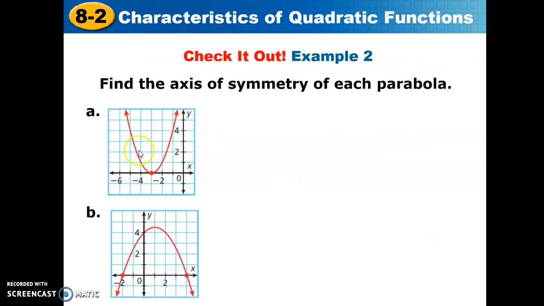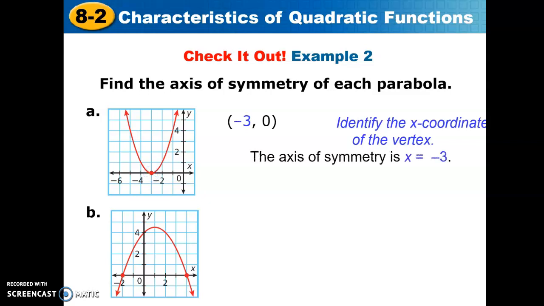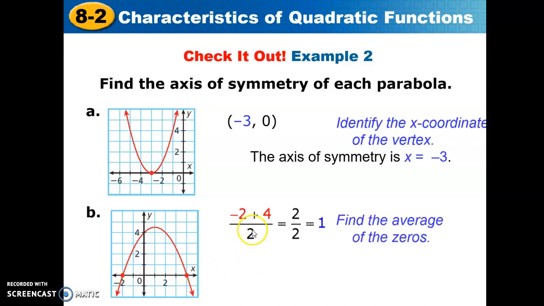Okay, next one right here. Again, we have one zero. You can identify what that point is. That's our axis of symmetry. And our axis of symmetry is -3. x equals -3. Okay. This one here, we have zeros at -2 and at +4. When we average those together, we get 1. And by golly, it sure looks like that axis of symmetry is at 1. x equals 1.